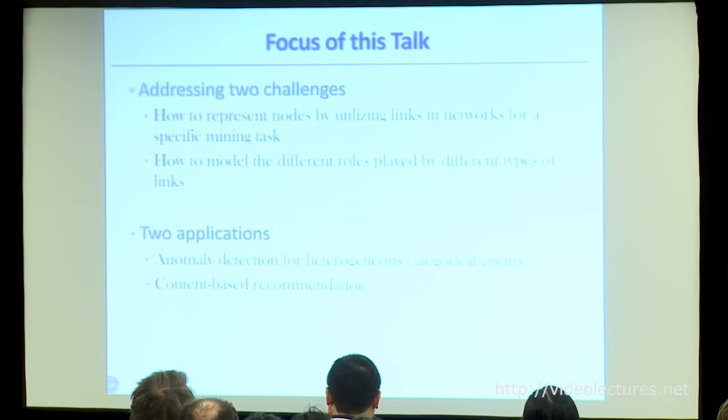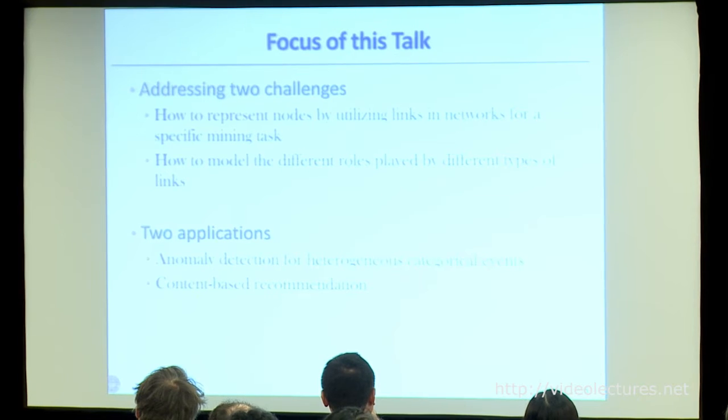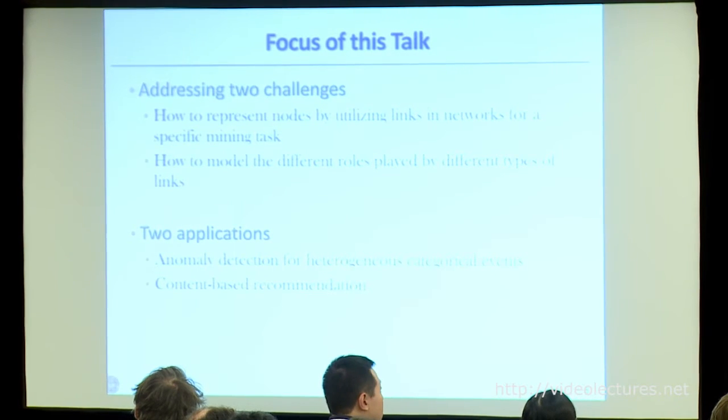So in today's talk, basically I wanted to address two challenges. The first thing is that with a particular mining function and some task to guide us, how we can do the network embedding, or in other words, how we can represent those nodes as nice low-dimensional vectors. And the second thing is that since the network is heterogeneous, we do observe different types of links in this network. How we can model the importance level for different types of links in this task, right?